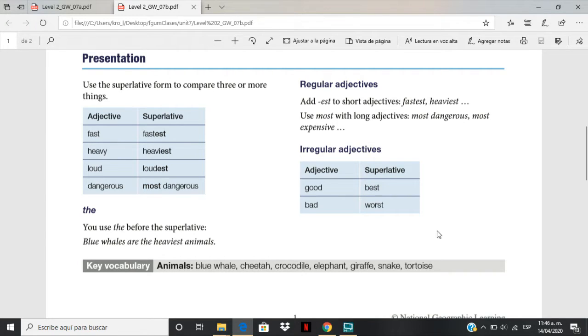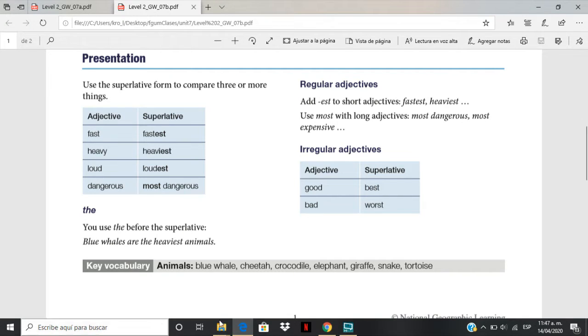Now, with superlatives, we have to use the article the, right? It's very important that you use the article to attach this to the superlative. You use the before the superlative. For example, blue whales are the heaviest animals. We have to use the article. It's very important. As important as it is that you use than with comparatives, no? Better than. So with superlatives, we have to use the article. Don't forget that, please. Yes?